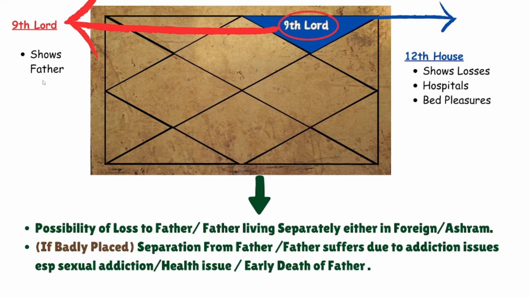Now, the ninth lord shows your father, and the 12th house shows losses, hospitals, bed pleasures. So the ninth lord, the significator of the father, is going into the house of hospitals. If it is badly placed, then health issues are possible for your father. If it is very badly placed, then sometimes with this placement, some people lose their father early in life.